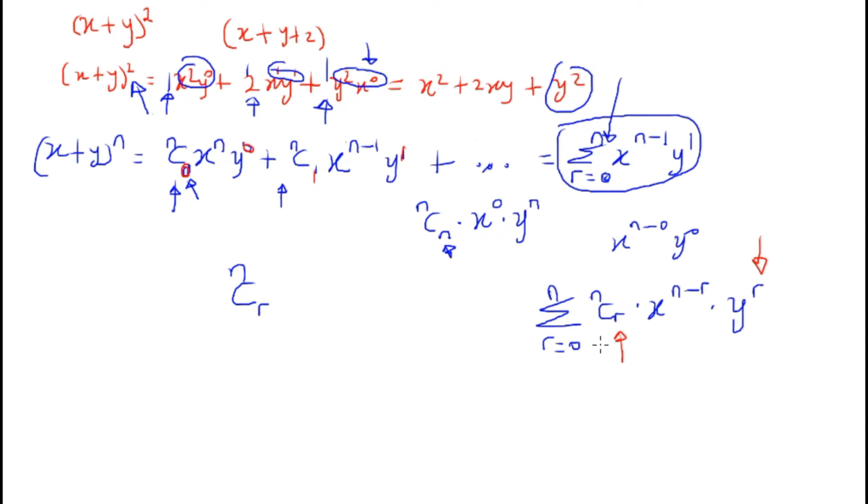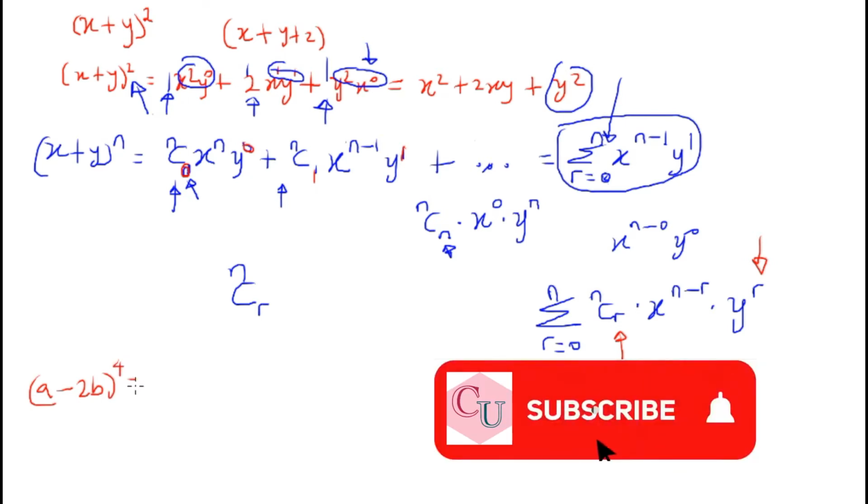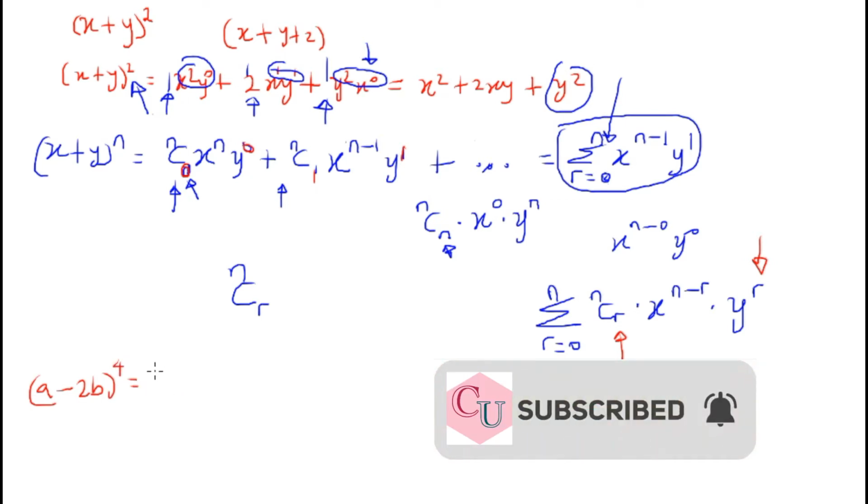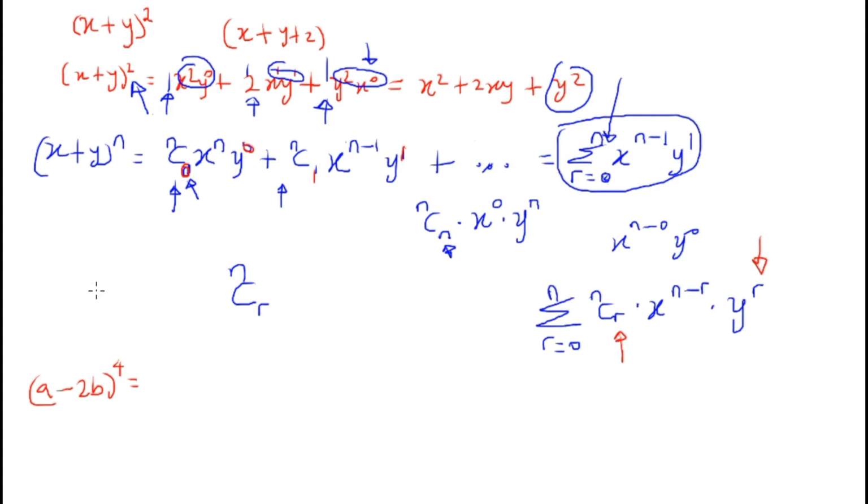So let's make use of it in an expansion. Let's say you want to expand a minus 2b raised to power 4. If you have something of this nature, very simple. The 4 in this case is the n, so I'll have 4 combination 0. My r will start from 0. Okay, and then the first term a raised to power 4 dot the second term, which is minus 2b, is also raised to power what I have right here, which is 0.